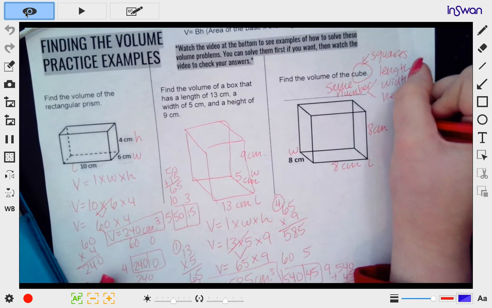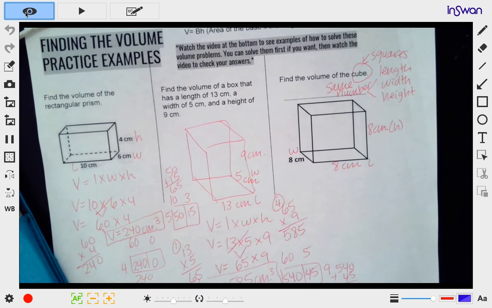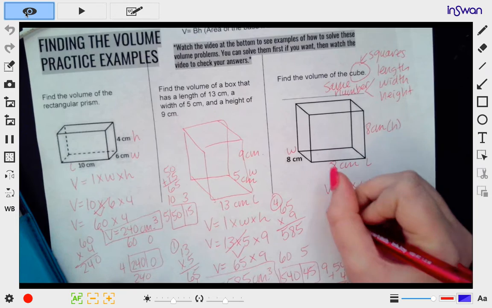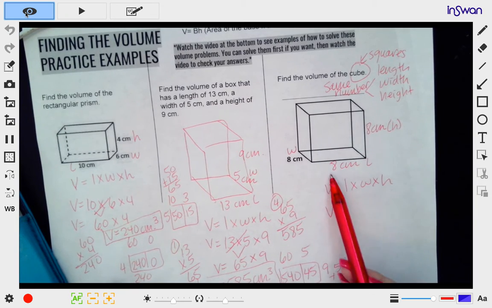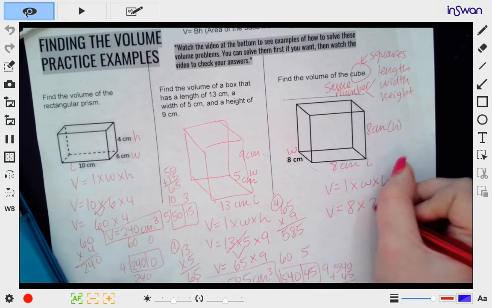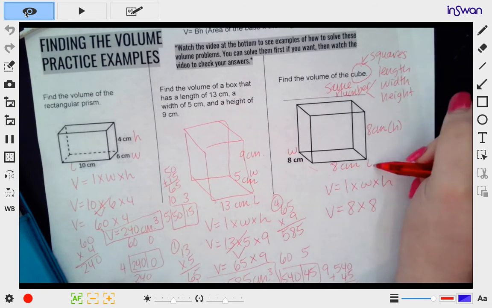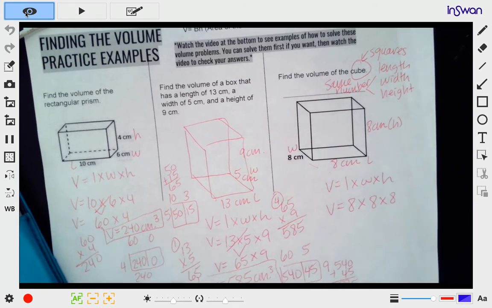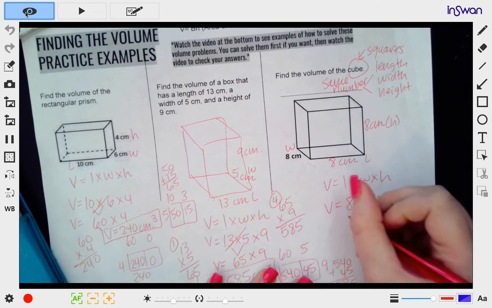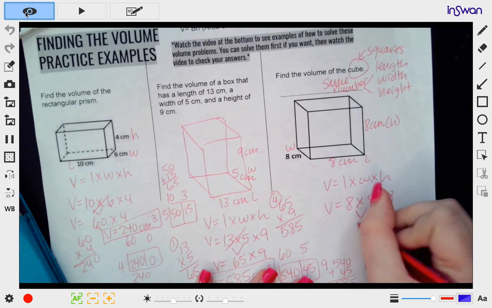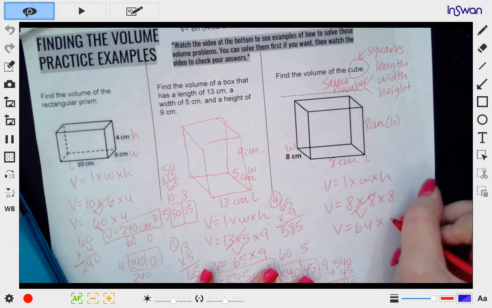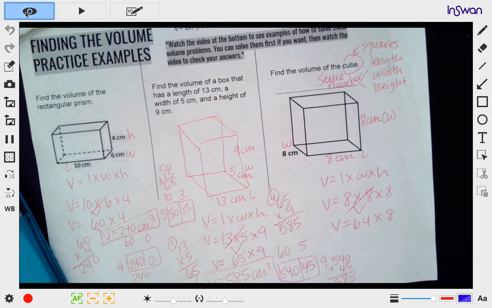And volume equals length times width times height. The length was 8 times the width, which was 8, times the height, which was 8. So I have to do 8 times 8 times 8 to find the volume. 8 times 8 is 64. I'll cross that out and write what's left. So I need to figure out 64 times 8 to get the final answer.